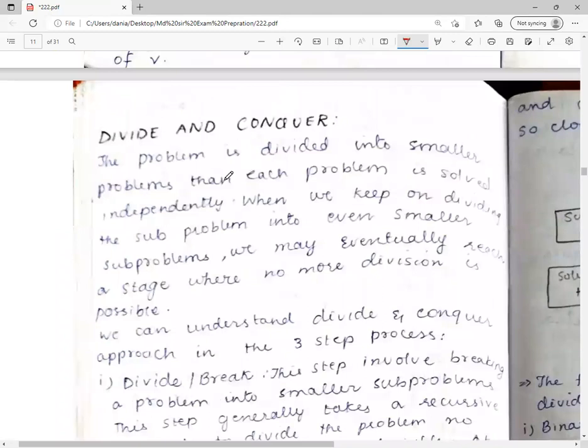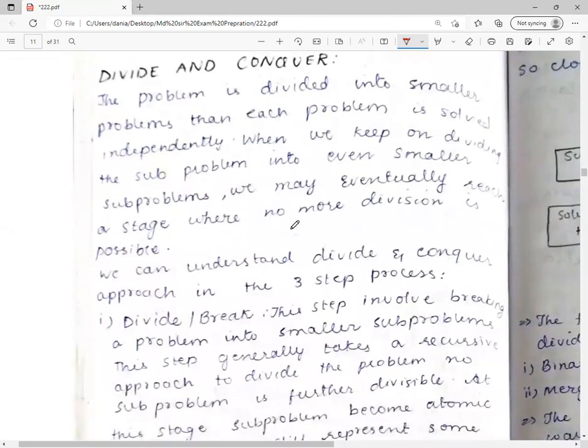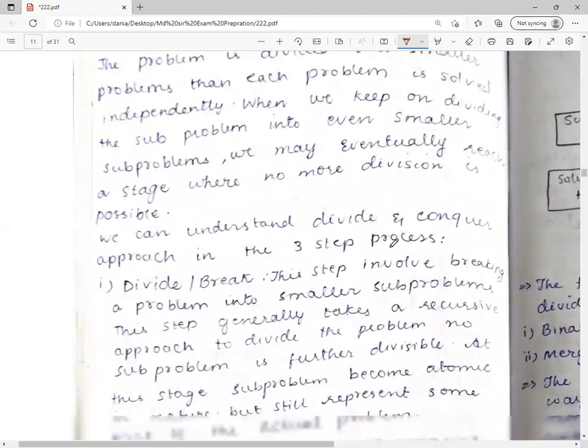Divide and conquer. The problem is divided into smaller problems, and each problem is solved independently. When we keep dividing the subproblems into even smaller problems, we may eventually reach a stage where no more division is possible. We can understand the divide and conquer approach as a three-step process.